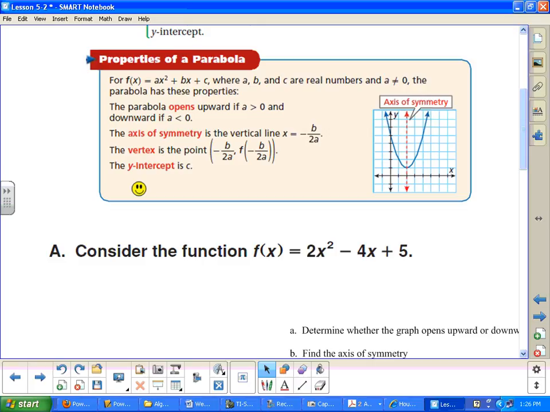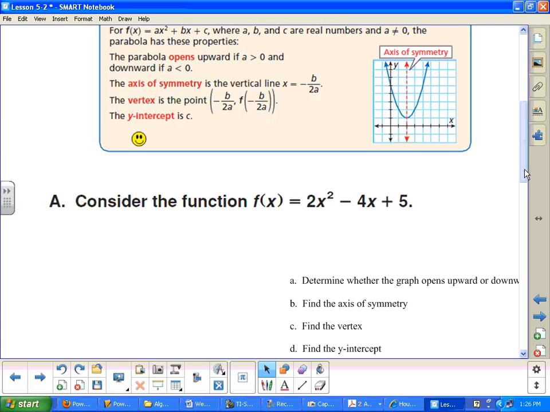So what we're going to be doing is they're going to give us a function in standard form. We're going to tell which way it opens, what the axis of symmetry is, the vertex, the y-intercept, and then we're going to graph it. So we're going to do all 5 of those things for these functions. It's very important that you take your time when you're working on it.